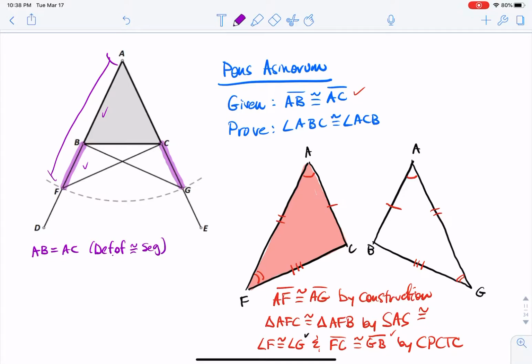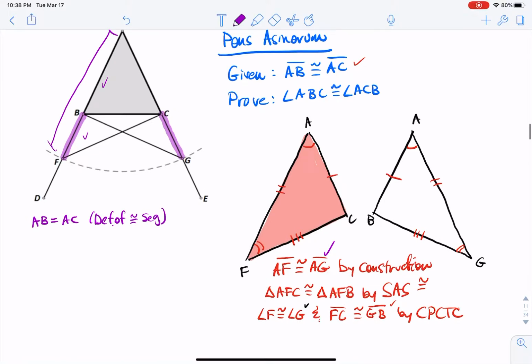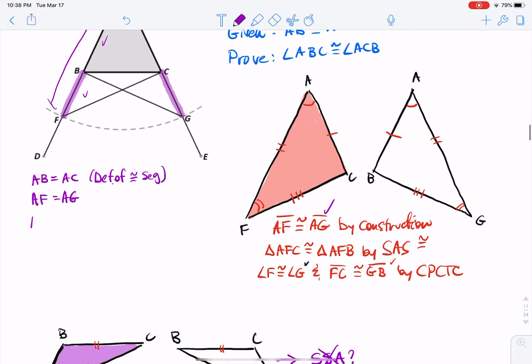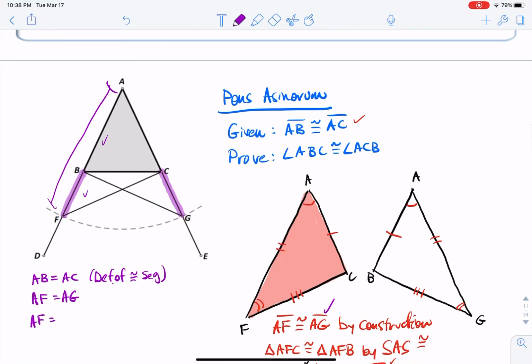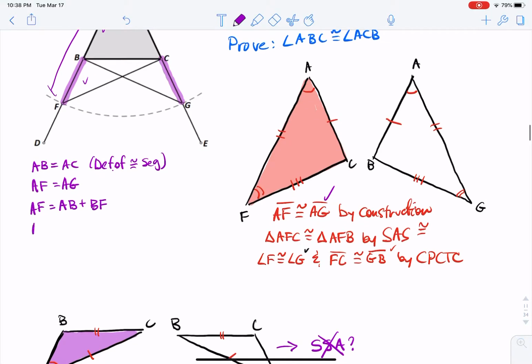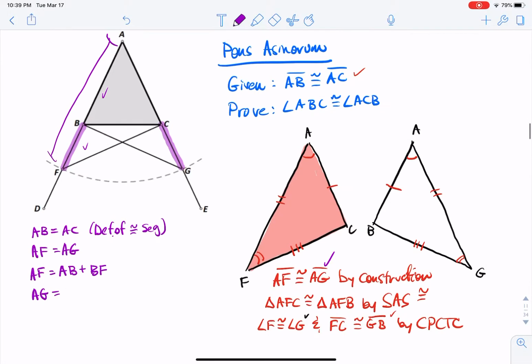Okay, and then we also had that the whole entire length is AF. This is right here by construction. AF is congruent to AG, which means that AF is equal in measure to AG. Also by definition of congruent segments, I'm not going to write it down again. It's the same exact reason. Okay, and so now we're going to use the segment addition postulate on AF and AG. So AF is equal to the 2 pieces AB and BF, which is AB plus BF. And then we're going to do the same thing with AG. So AG is equal to AC plus CG. This is good old-fashioned segment addition postulate.